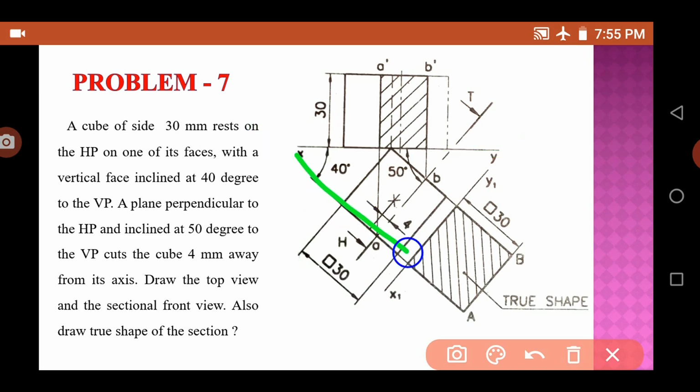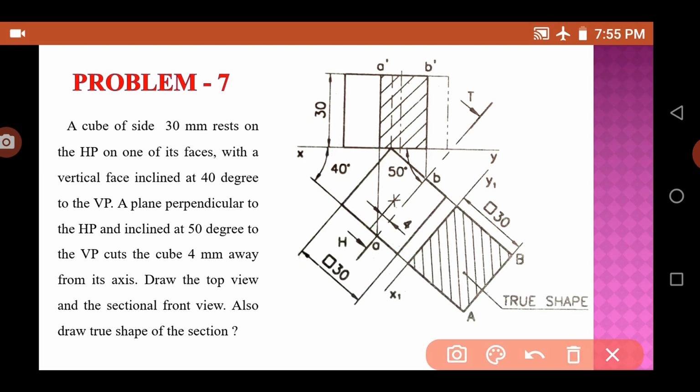This point, when you take the scale actually, one of its points should be here and the other point should be here, on the XY line. So this measurement should be 30 actually. So you have to place your scale like this. So once more I will tell you.